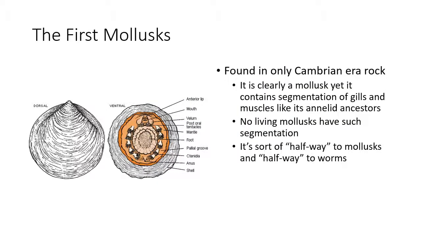Well, let's look at the first mollusks, for example. This is found only in Cambrian era rock. This clearly looks like a mollusk, but it has gills, segmentation of gills, and muscles similar to its ancestors. And so there's no living mollusk that has such segmentation. It's really interesting. It's sort of halfway between mollusks and worms.